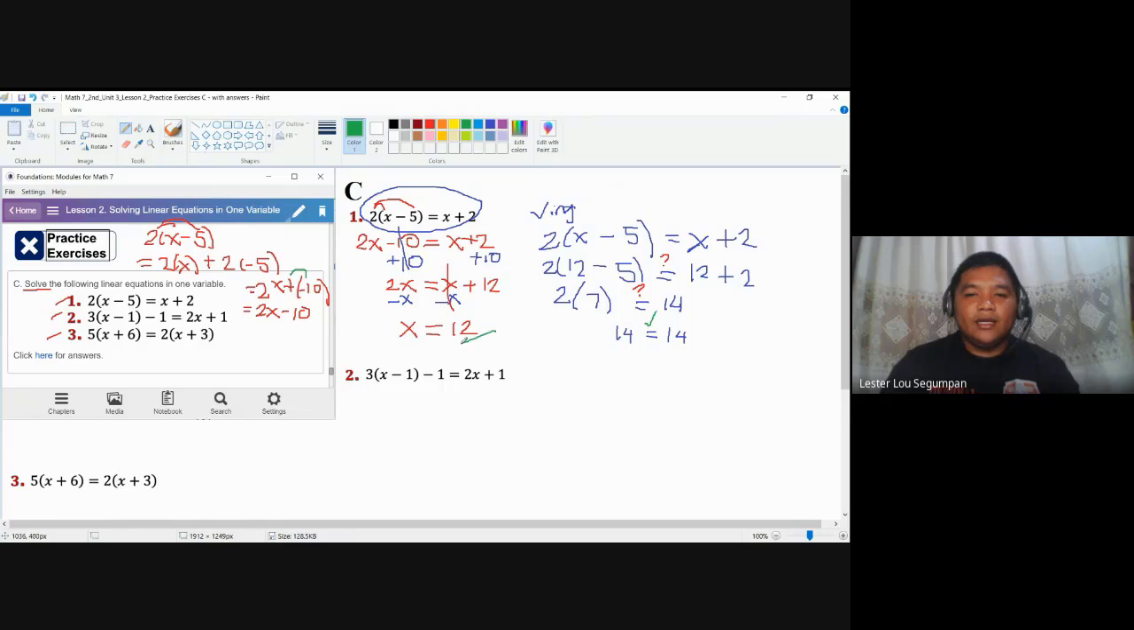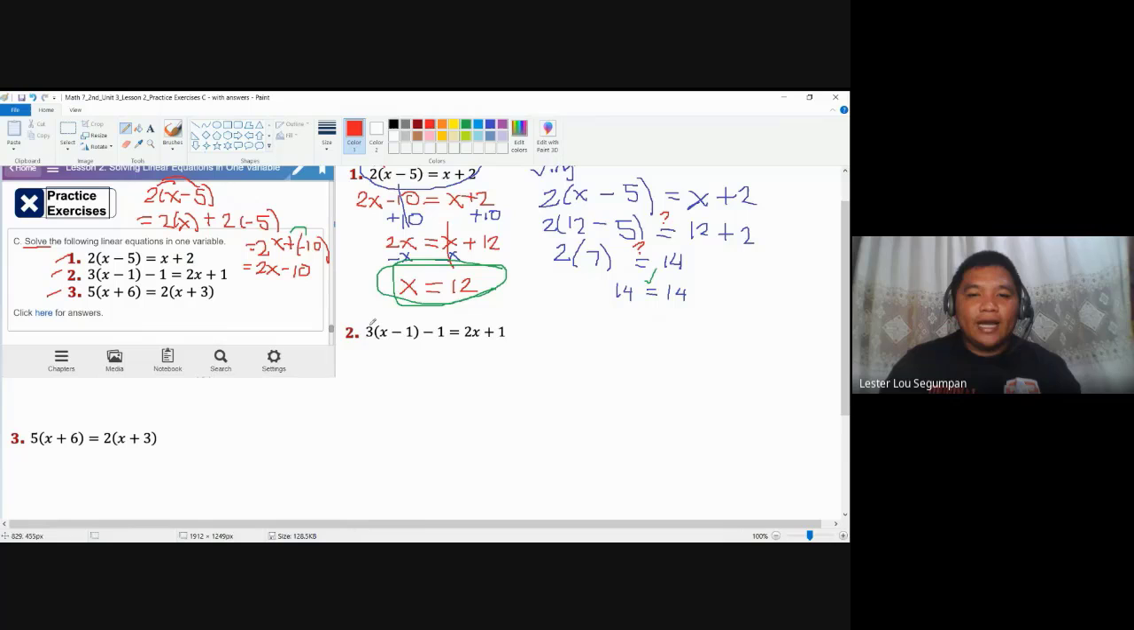Then you can now say that x equals 12 is not just an answer for the variable, but more importantly, a solution of the equation. That should be your sentence, your complete analysis. x is equal to 12 is not just an answer for the given variable, but more importantly, a solution to the equation 2 times the quantity x minus 5 equals x plus 2. That's it. Applying the same processes, let's continue with number 2.